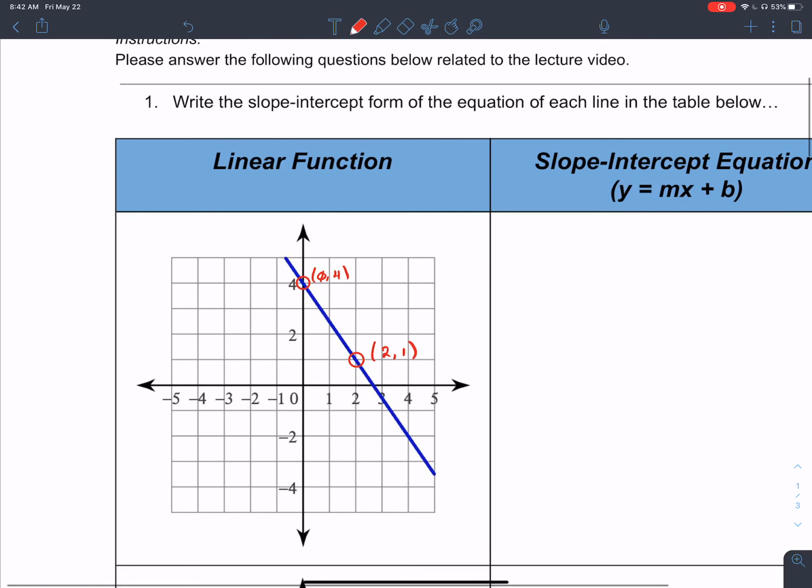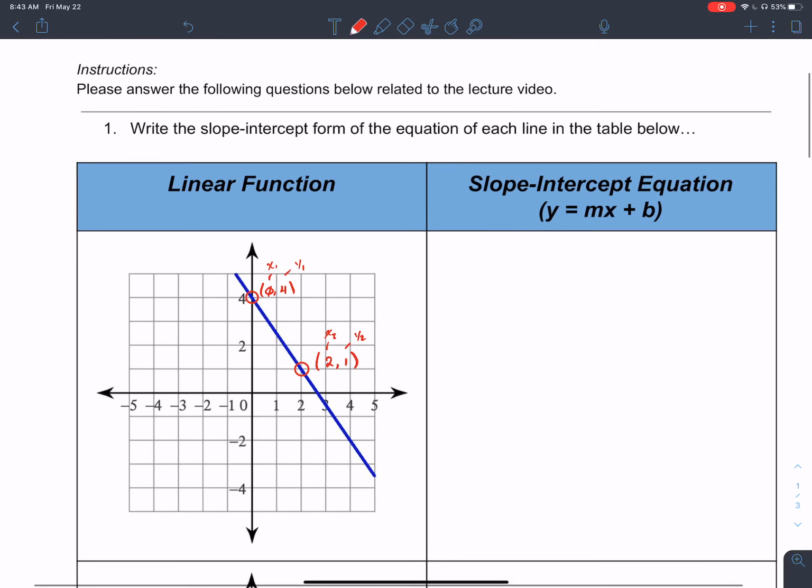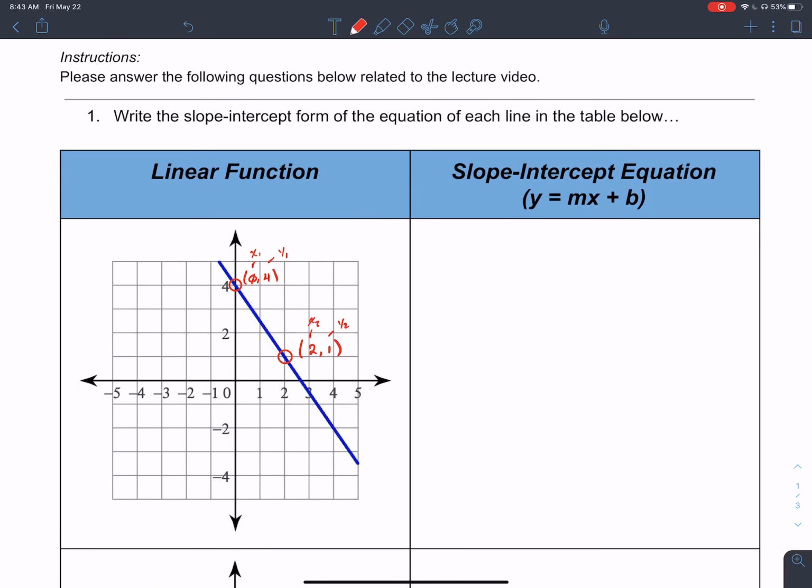And so we have our x1 and our y1, we have our x2 and our y2, right? And what we can do with those 2 points is we can find the slope. So let's do that. Slope equals y2 minus y1 over x2 minus x1, which is 1 minus 4 over 2 minus 0. This gives us negative 3 over 2, which is our slope.